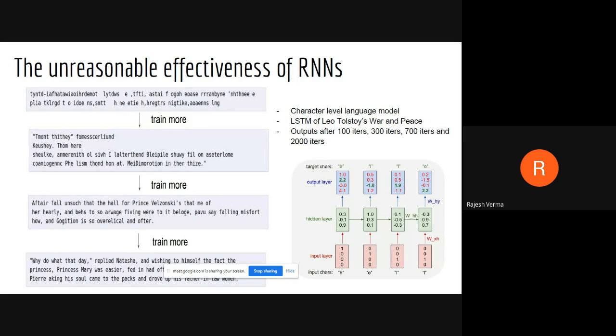The effectiveness of the recurrent neural network comes when we are training the network on a group of sentences, and then it is very easy to predict the output that is going to come from the trained network.